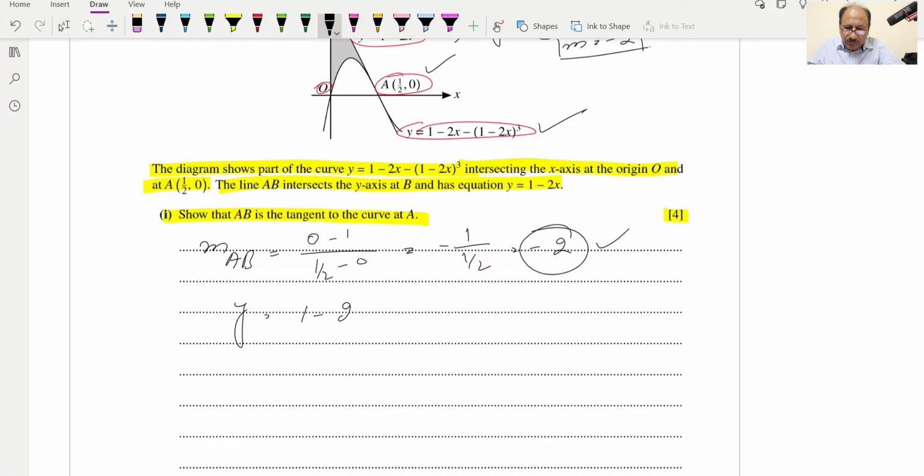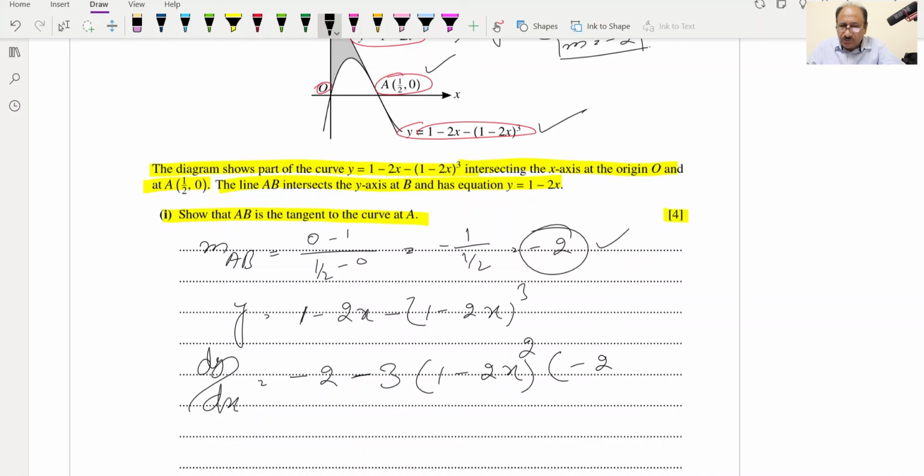So 1 minus 2x, minus (1 minus 2x) cubed, and we can write dy over dx. This will be the derivative of 1, which is 0, the derivative of minus 2x, which is minus 2, then minus, and the power will be pulled down first, so (1 minus 2x) raised to 3 minus 1, which is 2, and into the derivative of minus 2x, which is minus 2, and this is equal to what?